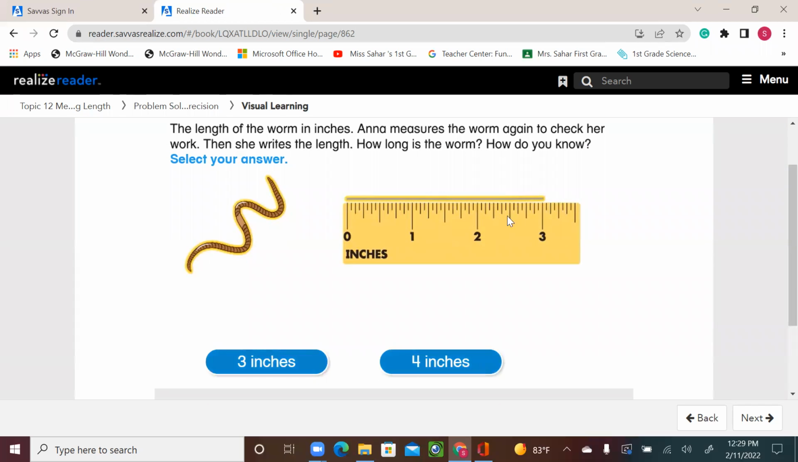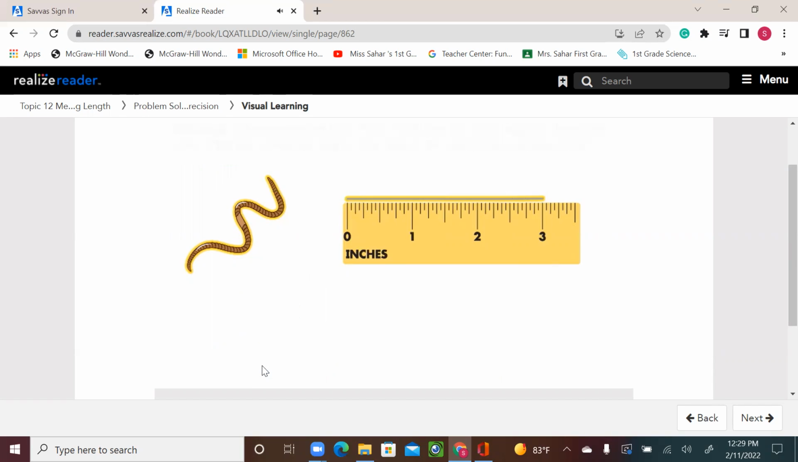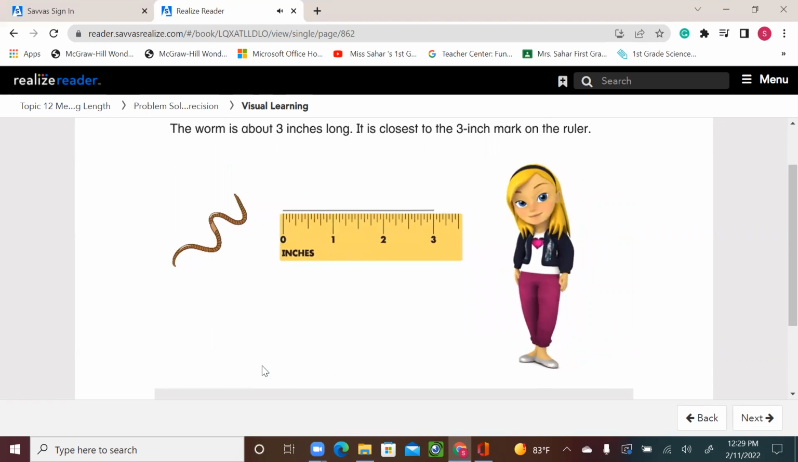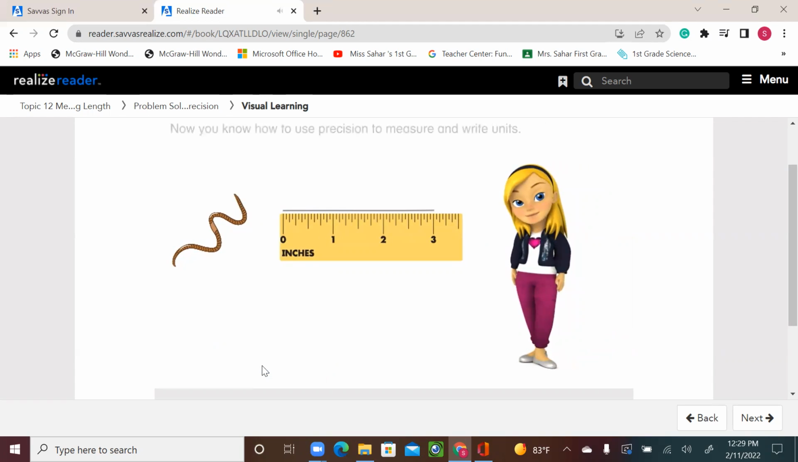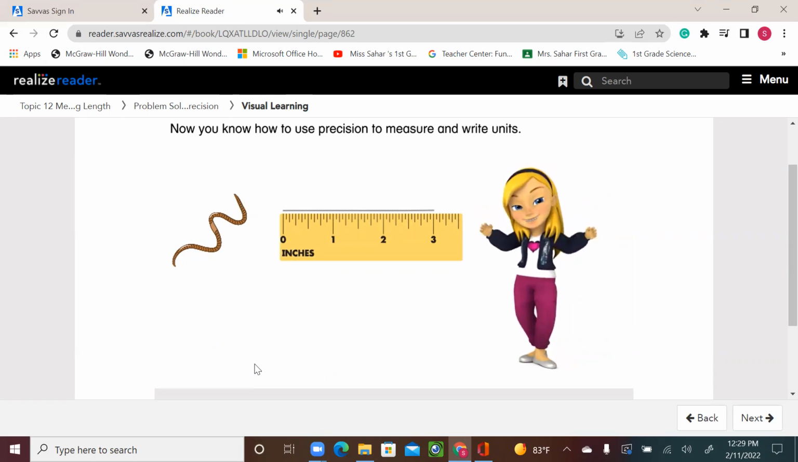I know it's 3 inches because as we see the yarn, I started from the 0, and the yarn ends at 3. So the length is 3 inches. The worm is about 3 inches long. It is closest to the 3-inch mark on the ruler. Now you know how to use precision to measure and write units.